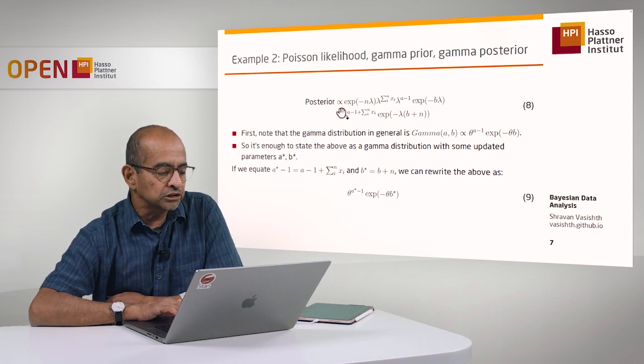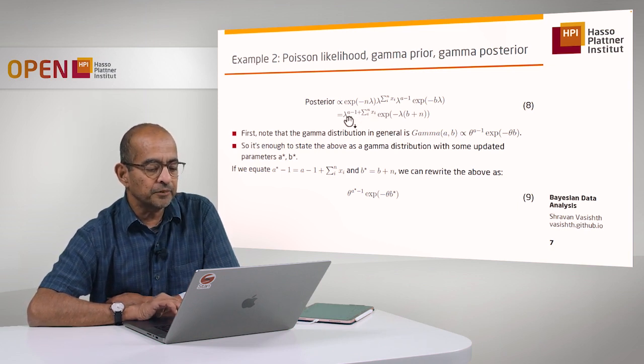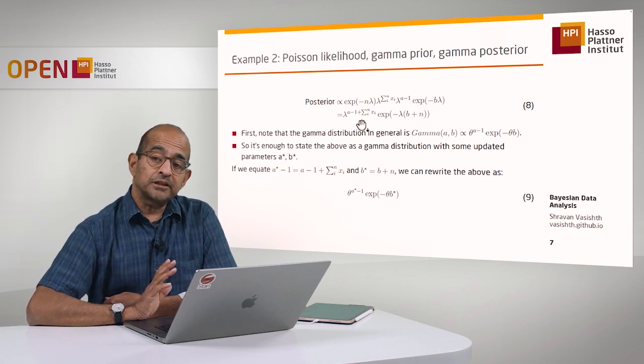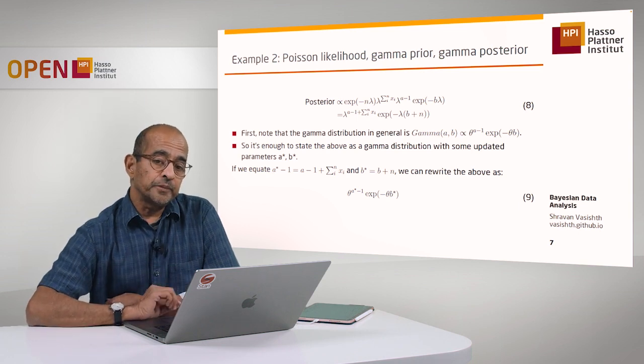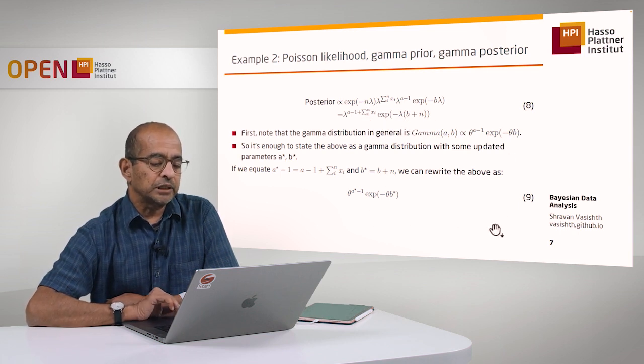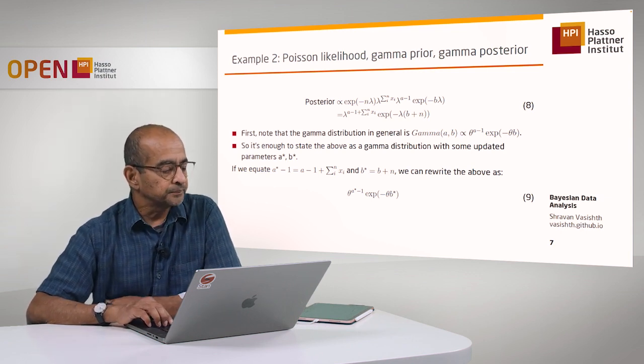If you just concentrate on this term here, this is giving me an updated A parameter in the posterior, right? Because the A parameter needs to look like lambda to the A minus 1. So what I'm seeing here is sum of x plus A minus 1. So the new parameter for my posterior distribution will be, well, you can call it A star. That would be A plus sum of x, right? And similarly, I will get an updated B parameter here, which I'll just show you in a second, okay?